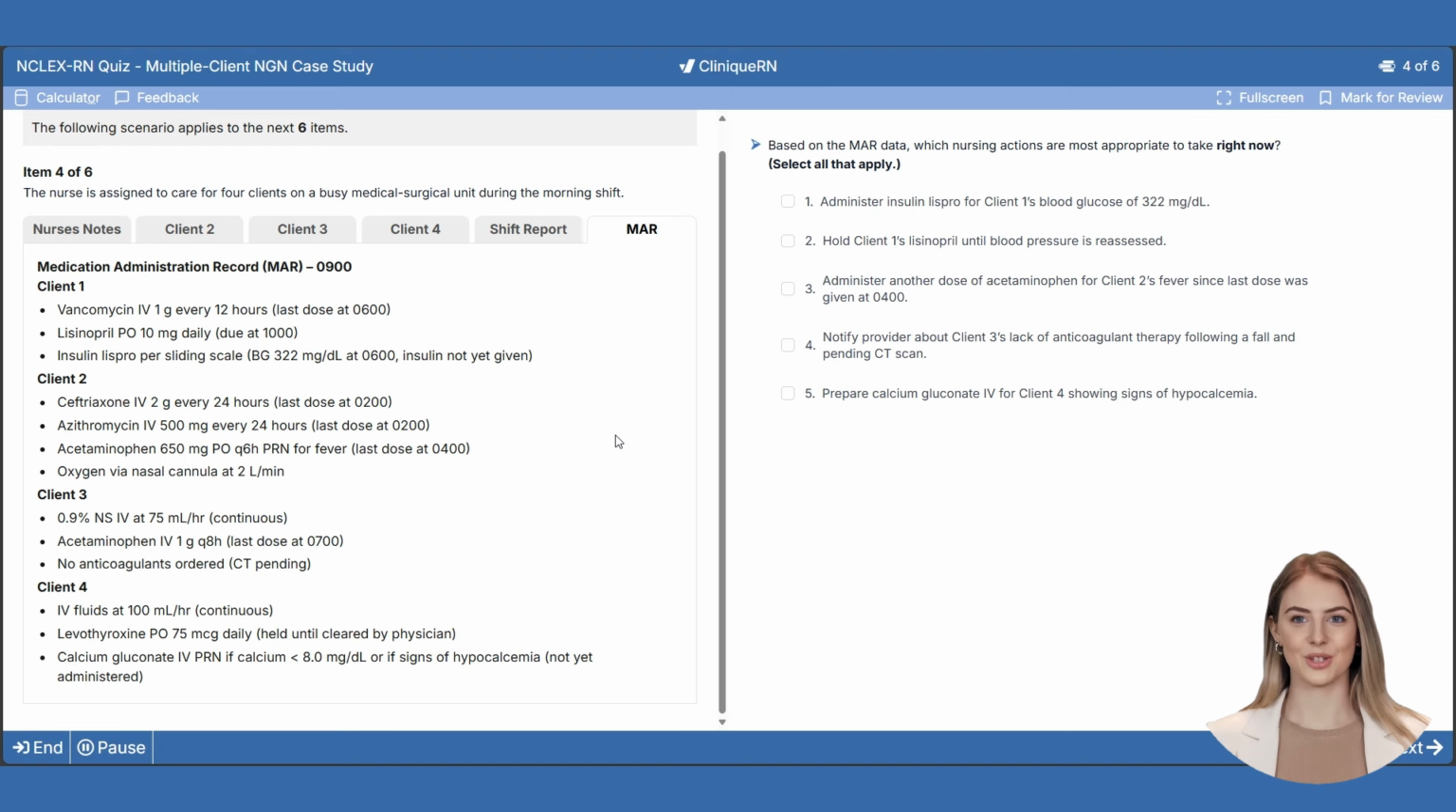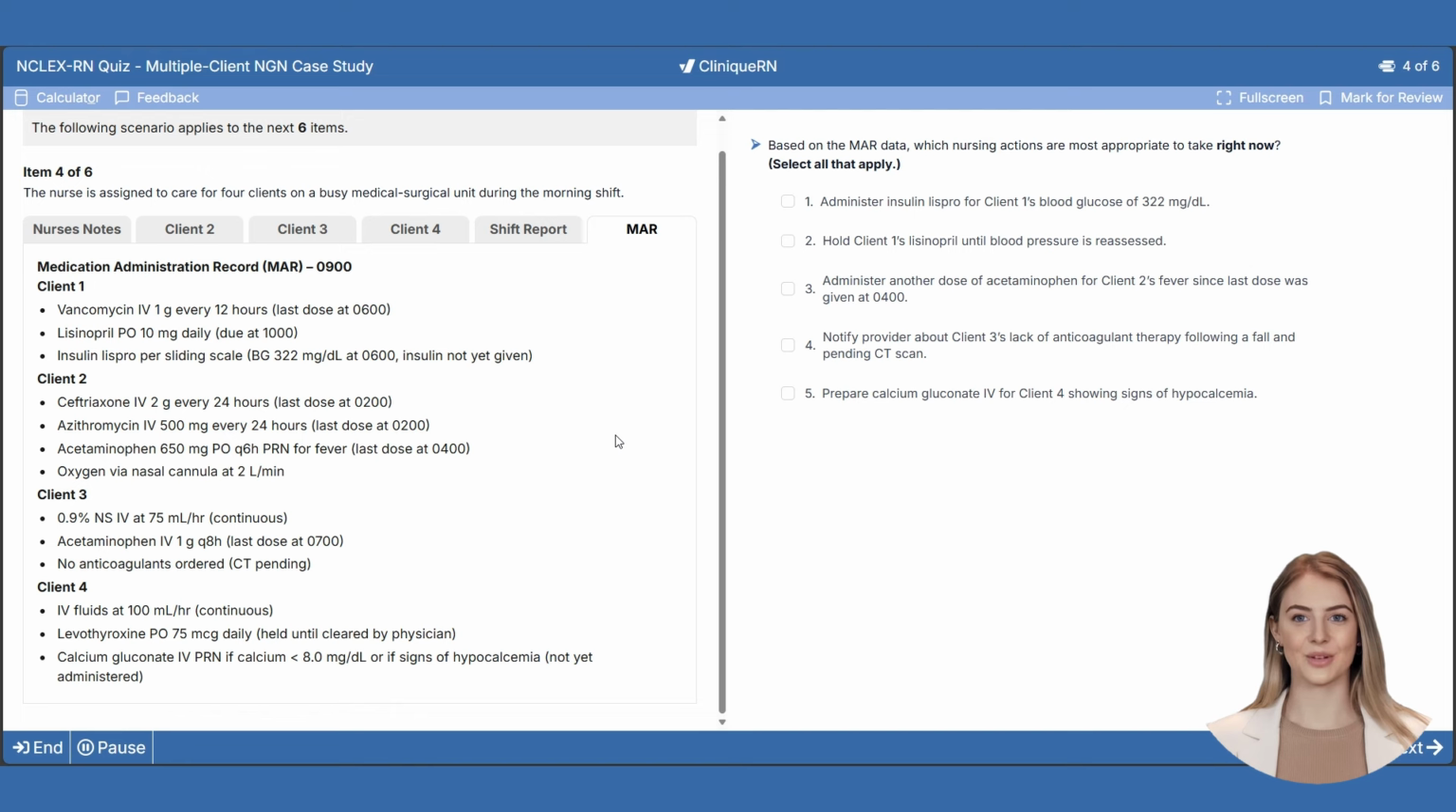Client 2: ceftriaxone IV 2 grams every 24 hours, last dose at 0200. Azithromycin IV 500 milligrams every 24 hours, last dose at 0200. Acetaminophen 650 milligrams by mouth every 6 hours as needed for fever, last dose at 0400. Oxygen via nasal cannula at 2 liters per minute.